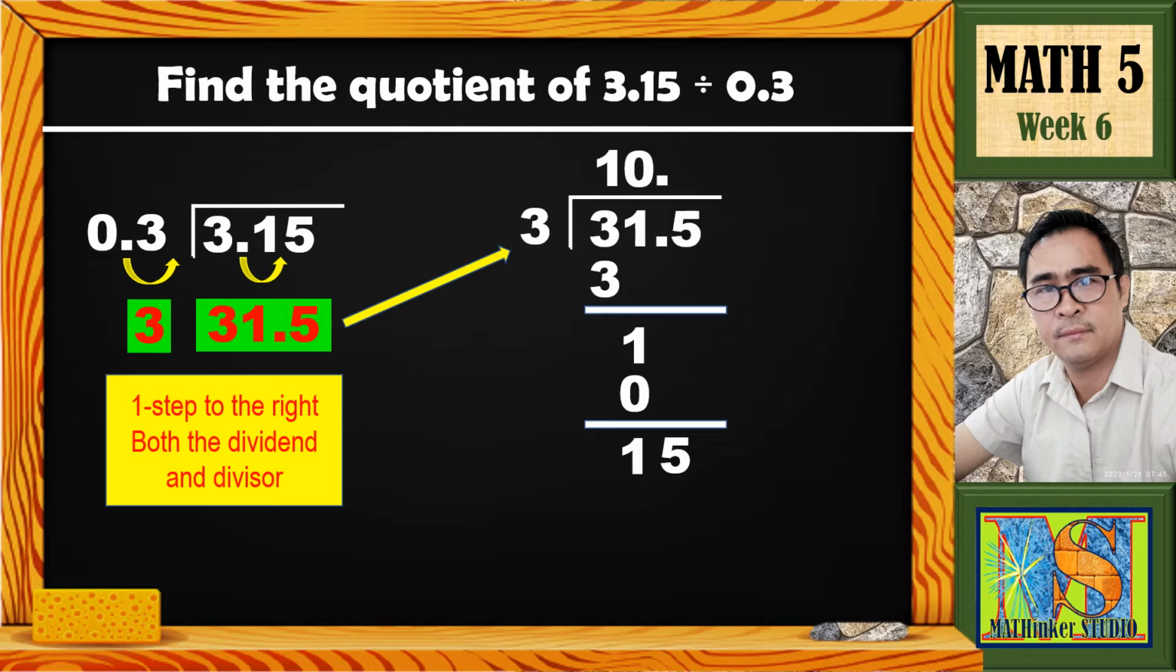Then, bring down 5. Then, 15 divided by 3 is equal to 5. Then, 5 times 3 is equal to 15. And, 15 minus 15 is equal to 0. Okay?